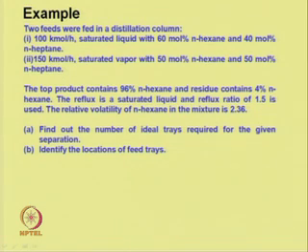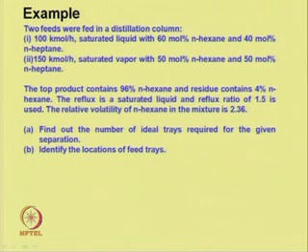Feed 1 which has a 100 kilomole per hour saturated liquid with 60 mole percent n-hexane and 40 mole percent n-heptane, and feed 2 which is 150 kilomole per hour saturated vapor with 50 mole percent n-hexane and 50 mole percent n-heptane.